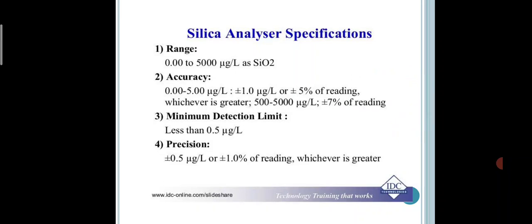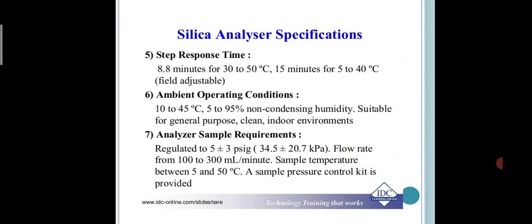Next, minimum detection limit, less than 0.5 microgram per liter. Precision, plus or minus 0.5 microgram per liter or plus or minus 1.0% of reading, whichever is greater. Step response time, 8.8 minutes for 32 to 50 degrees Celsius, 15 minutes for 5 to 40 degrees Celsius. This is the step response time for the silica analyzer.